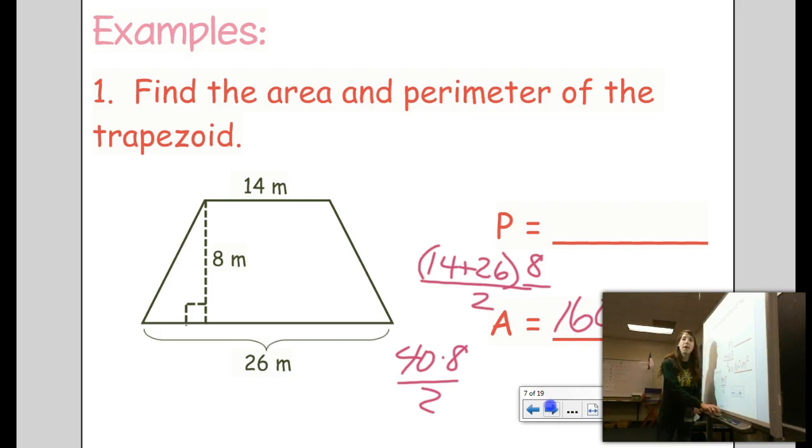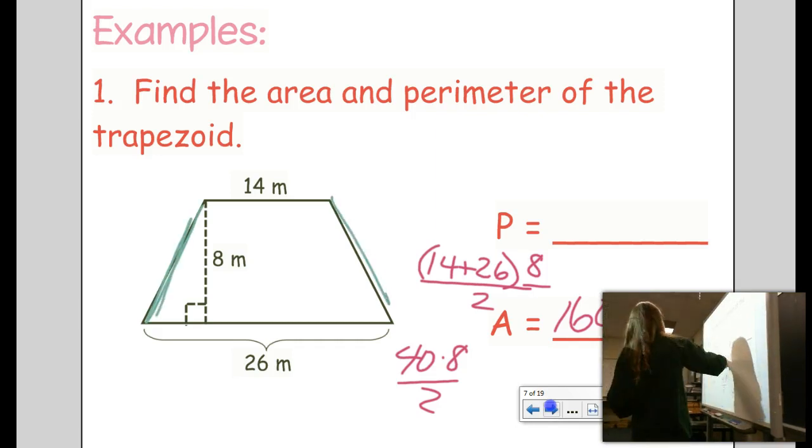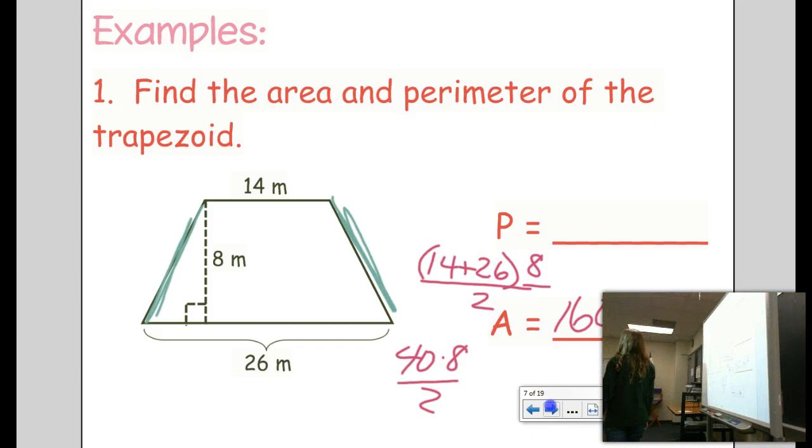Okay. Now we need to find the perimeter. We can't find the perimeter yet because we don't know the missing sides. Oh, man. How are we going to find those? Well, we're definitely going to do Pythagorean theorem. But we don't know all the pieces to Pythagorean theorem yet.